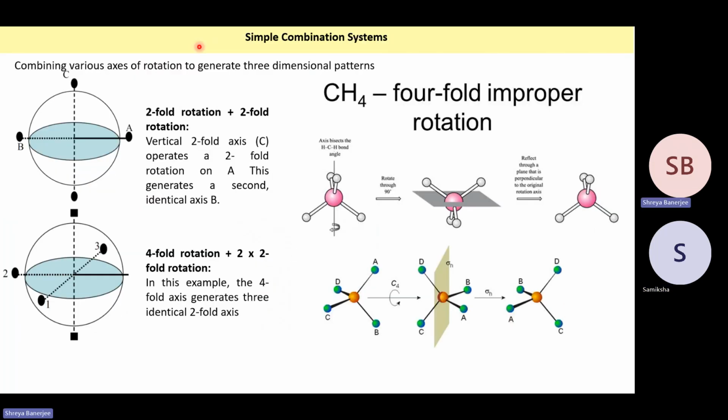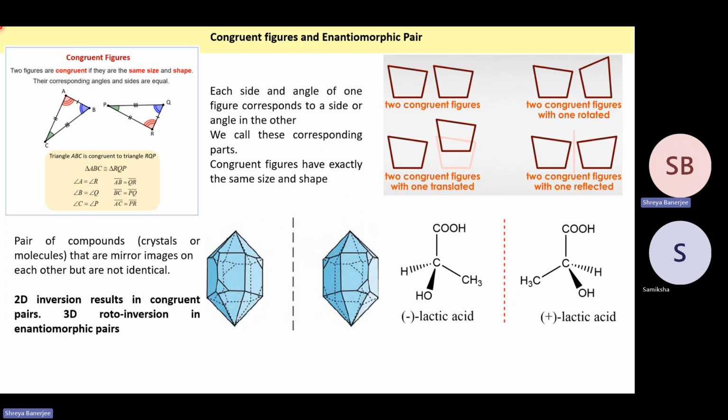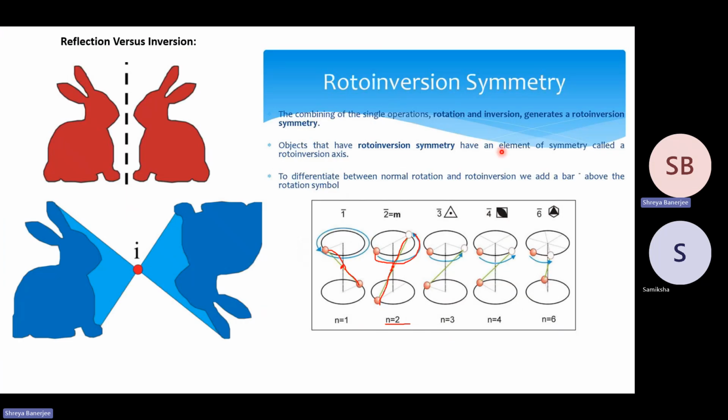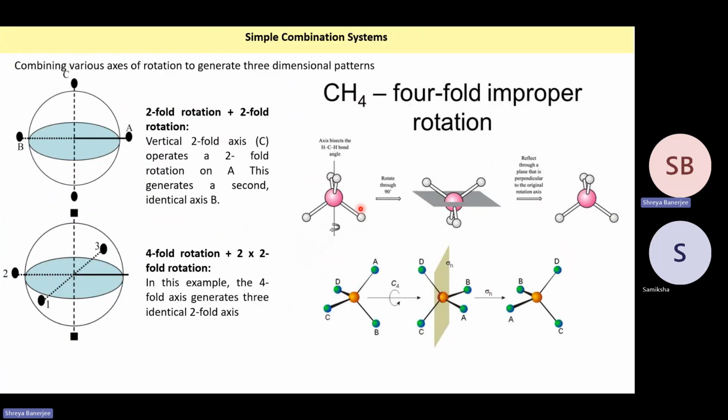Okay, so we had combined rotation with inversion. We can also combine rotation with reflection. So this is a molecule attached to 4 different groups. You can rotate it through 90 degrees to get this orientation. This is your axis of rotation, and you are rotating it through 90 degrees along this axis. And then if you reflect it through the plane, you will get the original orientation back.